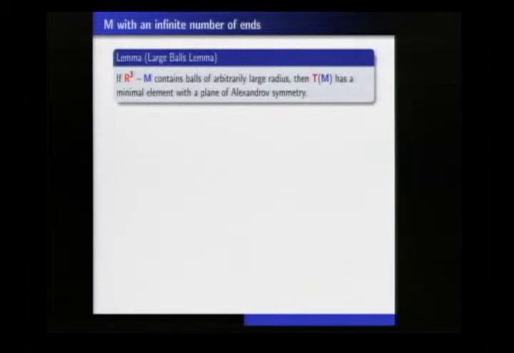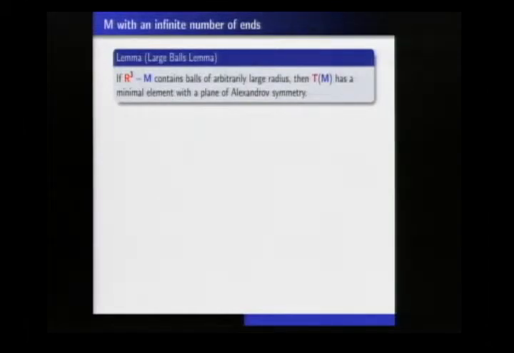You could think, oh, well, that's just, okay, why would I care? Oh, this is the reason why we care. This is the large ball lemma. And you have to apply this in a clever way.